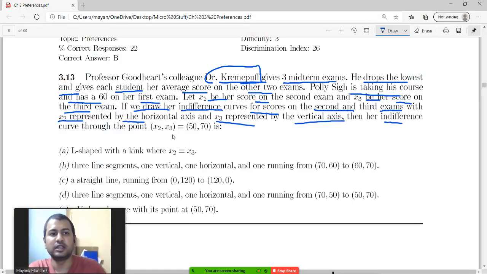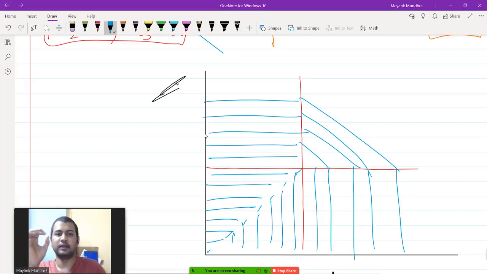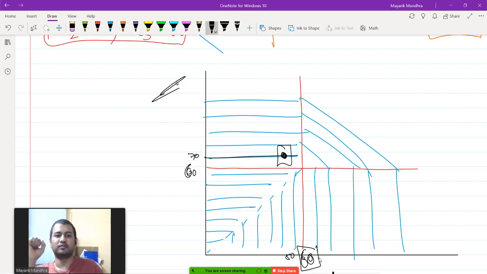So this is what the shape of the indifference curves will look like. Now finally, they have asked for the indifference curve through the point 50 comma 70. So this was the point 60. 50 is going to be here, 70 is going to be here. So the IC through this point will be this one, 50 comma 70. This was again the point 60. So this is your 70, this is your 50. So this will be the point 50 comma 70. So the IC through this point is a horizontal line.